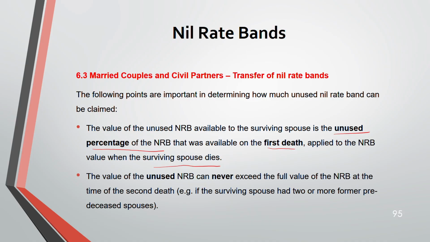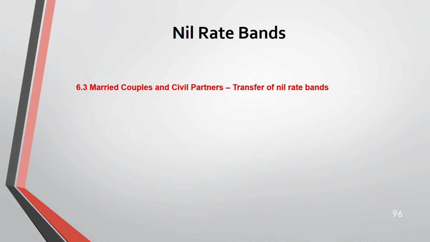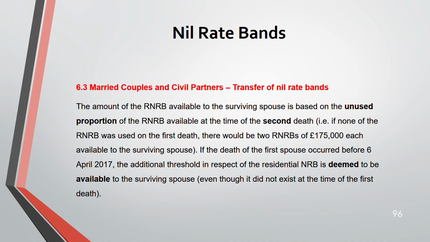The value of the unused nil rate band can never exceed the full value of a nil rate band at the time of the second death if the surviving spouse has two or more former predeceased spouses. Then, the amount of the residence nil rate band available to the surviving spouse is based on the unused proportion of the residence nil rate band available at the time of the second death if none of the residence nil rate band was used on the first death. So there will be two 175,000 each that is available to the surviving spouse.